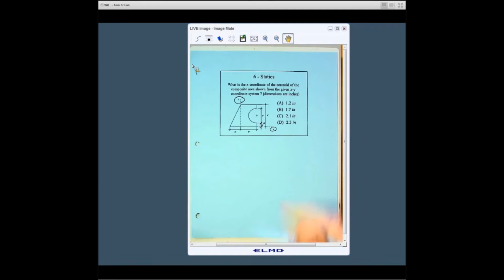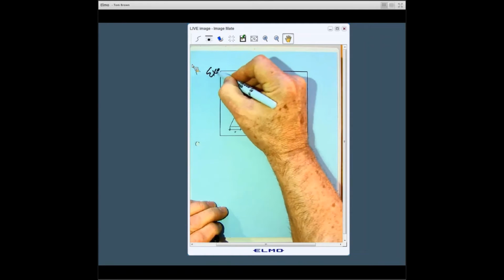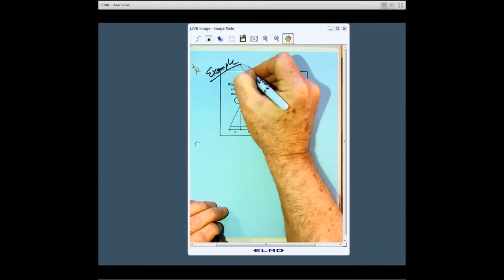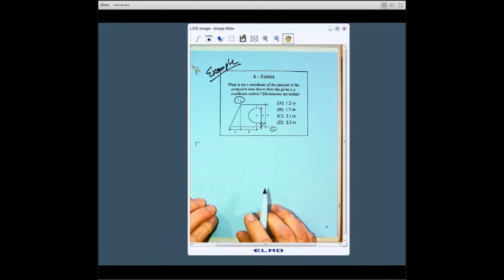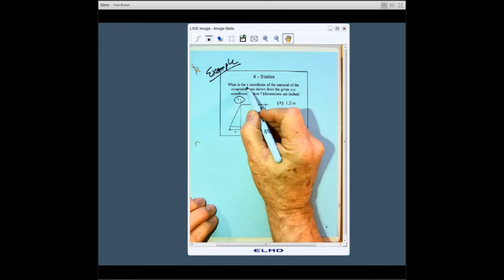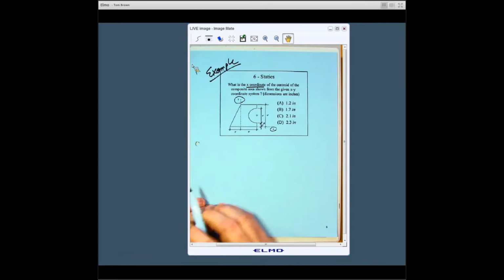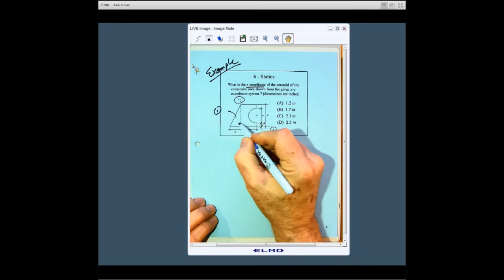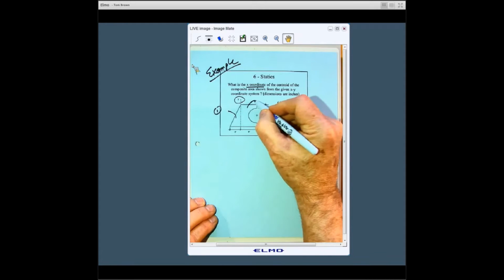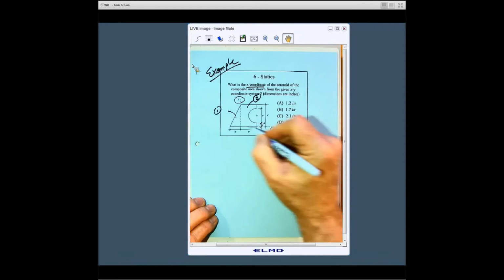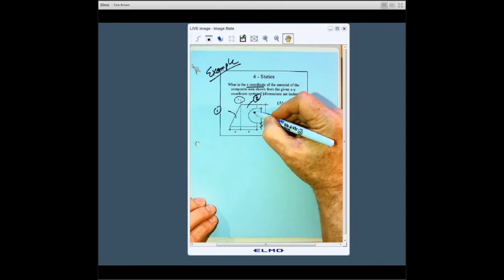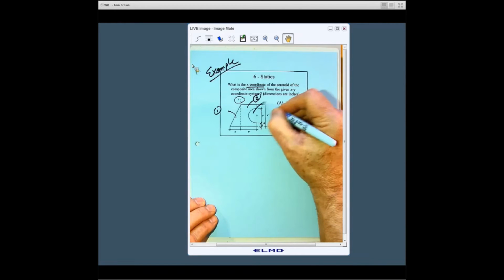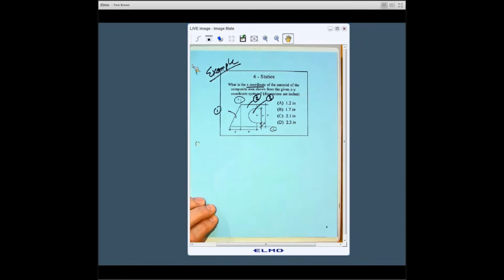Okay, so I'm going to do this one by example. And what I'm looking for is really just the x coordinate. So I'm going to label, just so we all have the same labels here, the triangle is going to be 1. 2 is going to be the rectangle, and then the missing semicircle is going to be 3. So that's how I'm going to label them.